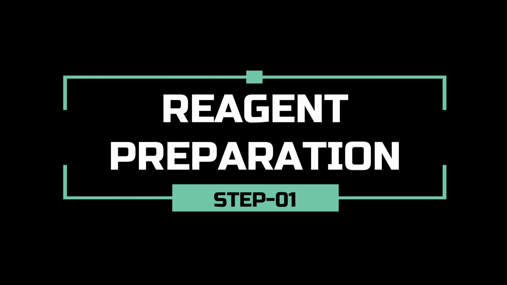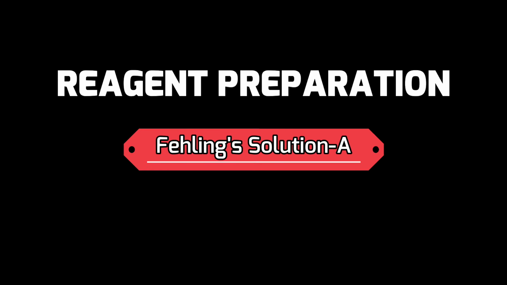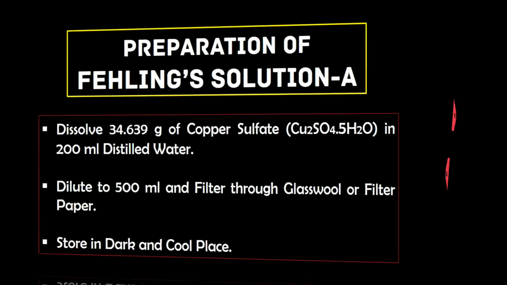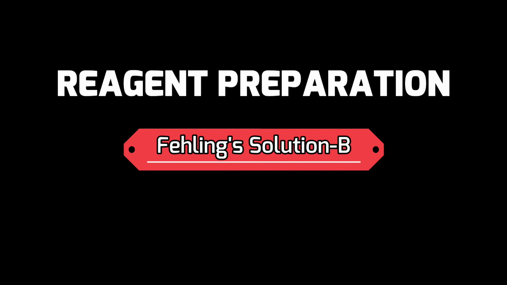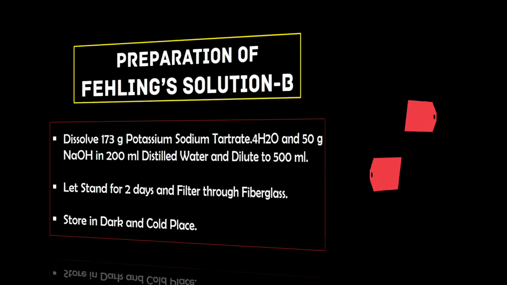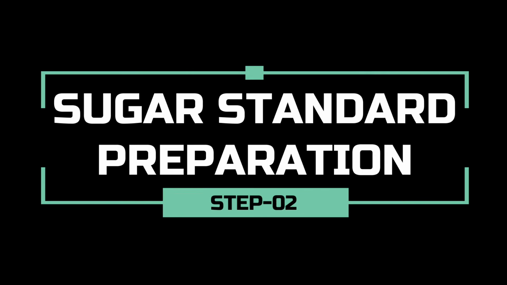At first, we are going to learn about the preparation of two most important reagents for this test. We can prepare Fehling solution A by dissolving 34.64 grams copper sulfate into 500 ml distilled water. We can prepare Fehling solution B by dissolving 173 grams potassium sodium tartrate and 50 grams sodium hydroxide in 500 ml distilled water. In this step, we will prepare sugar standard.